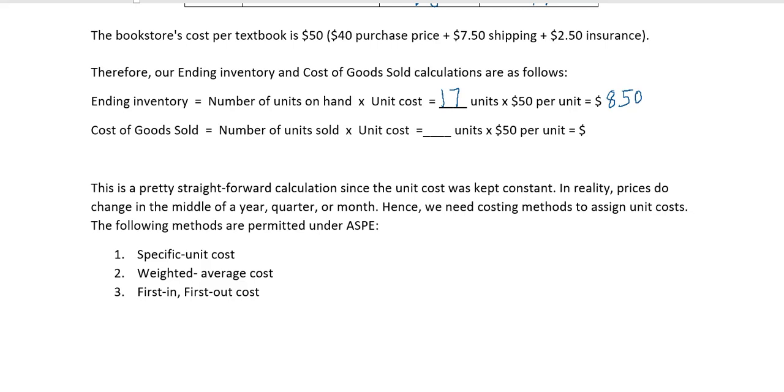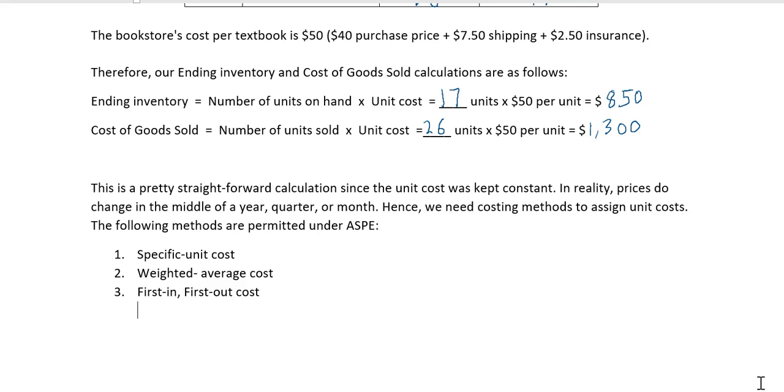Moving on to COGS, we sold a total of 26 units in September, and the cost per unit is once again $50, which gives us a COGS value of $1,300. 26 units sold at a cost of $50 per unit equals $1,300 of cost of goods sold in September. It was a pretty straightforward calculation since the unit cost was kept constant.